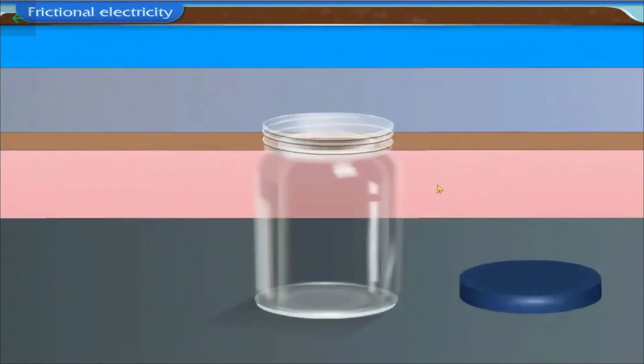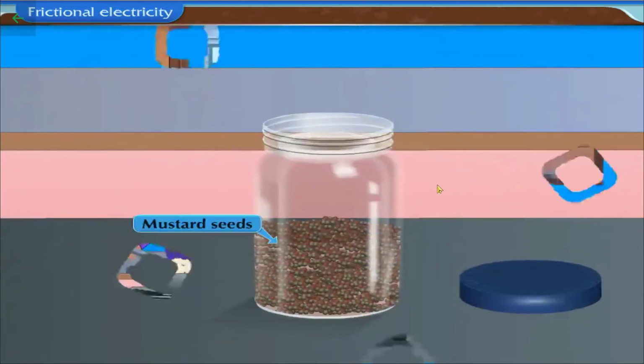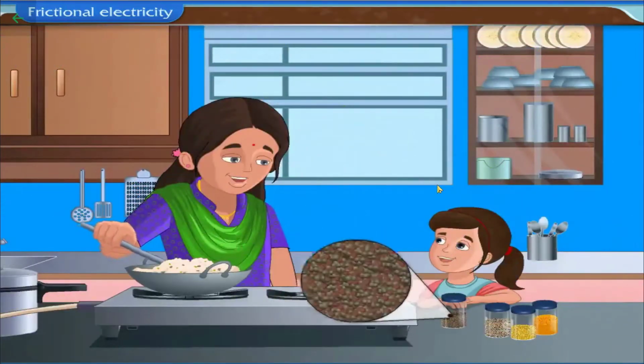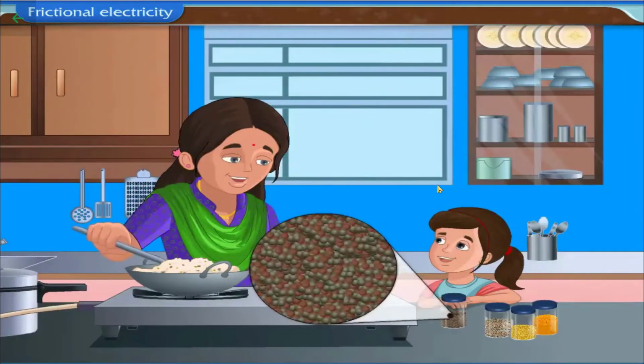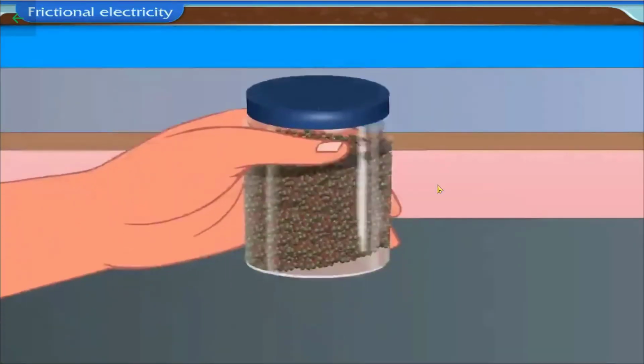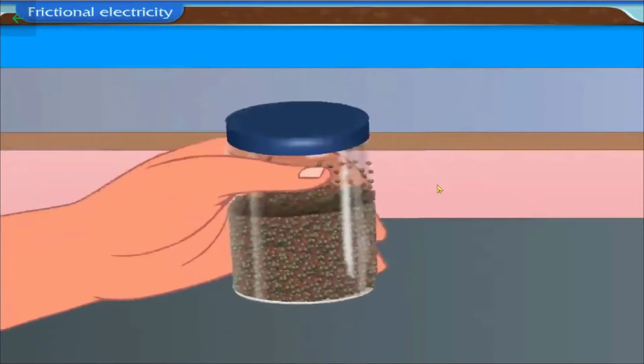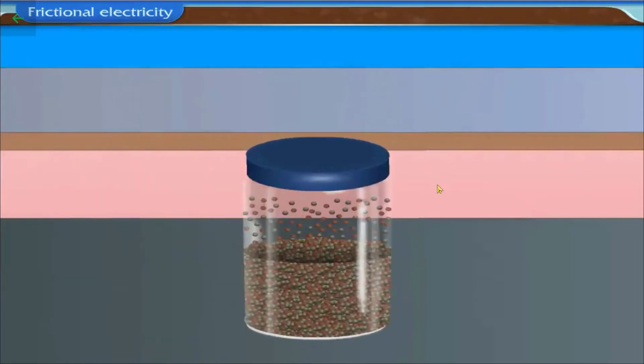Let us take a transparent plastic bottle and fill it half with mustard seeds. You will find mustard seeds in the kitchen. Remember to get your mother's permission first. Let us shake the bottle vigorously for a few seconds. Let us now observe the bottle carefully.